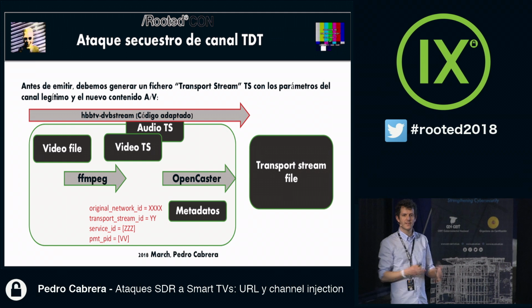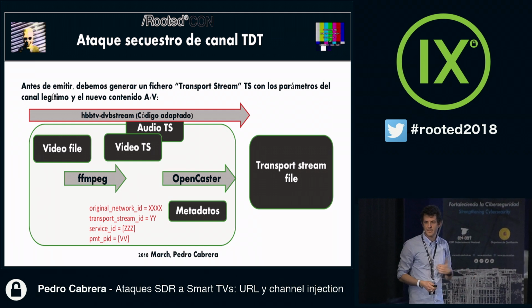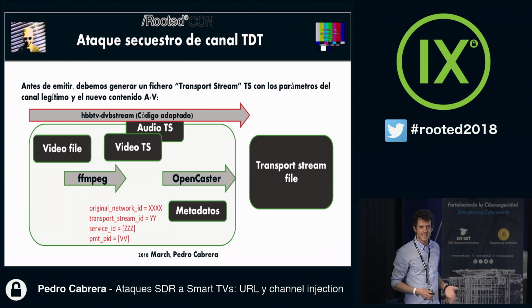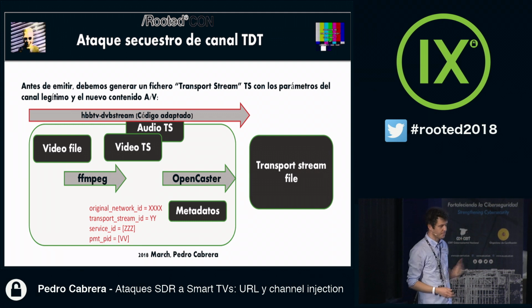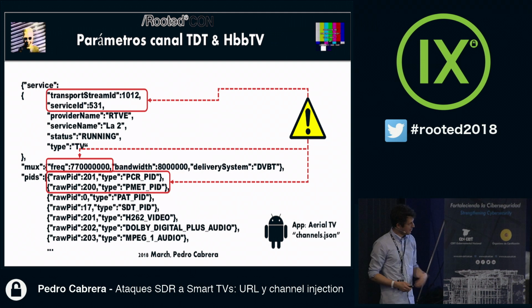This is regulated. There are bodies that define which are the identifiers, and we have to use the right ones, because otherwise they will find us out. So we have to replicate the information of the channel that we're going to generate. The information is like a normal channel. We'll generate a transport stream and a DS file.